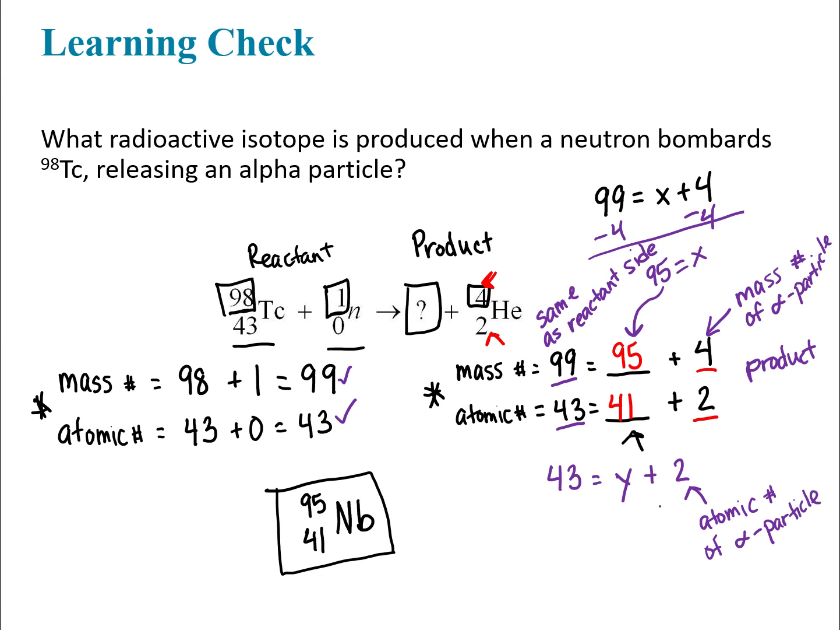The way you would solve that is subtract 2 from both sides. And that would be your new atomic number for your new element. So does that help a little bit more, writing it kind of like an equation?